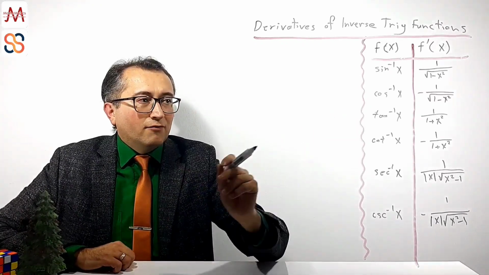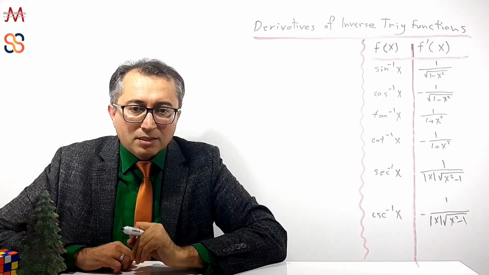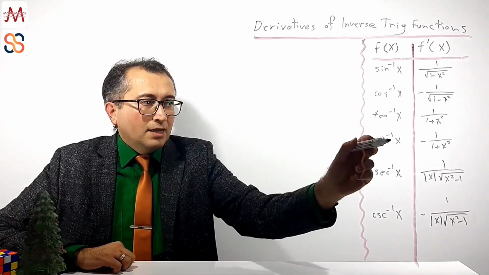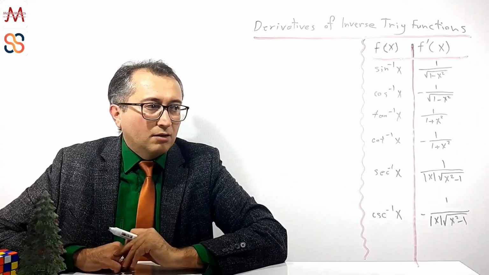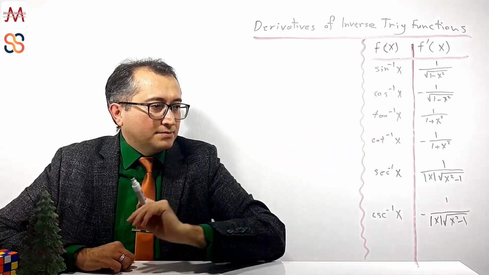The derivative of inverse tangent x is 1 over 1 plus x squared. The derivative of inverse cotangent x is negative 1 over 1 plus x squared, only this minus sign.